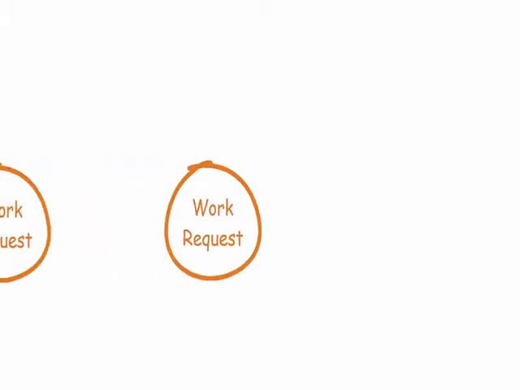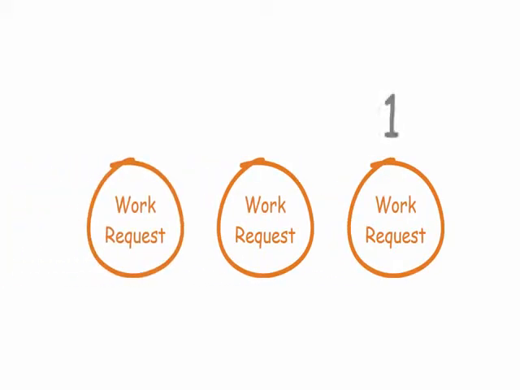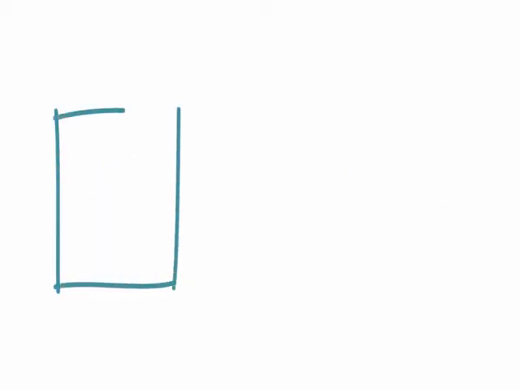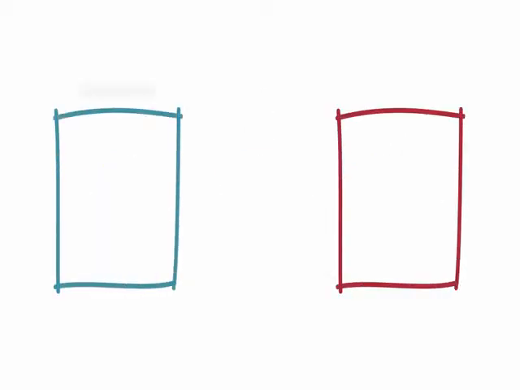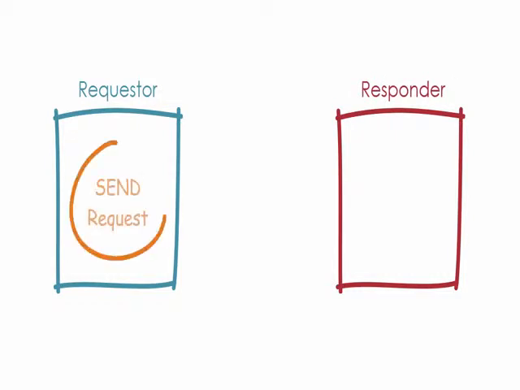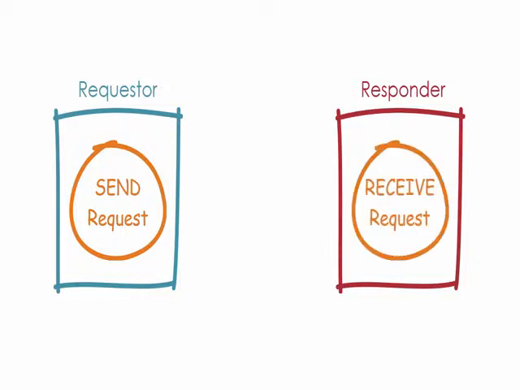In every work queue, work requests are handled in the order they were posted. There is no order guarantee between work requests posted to different work queues. Requester, the side that submits send requests. Responder, the side that processes receive requests.